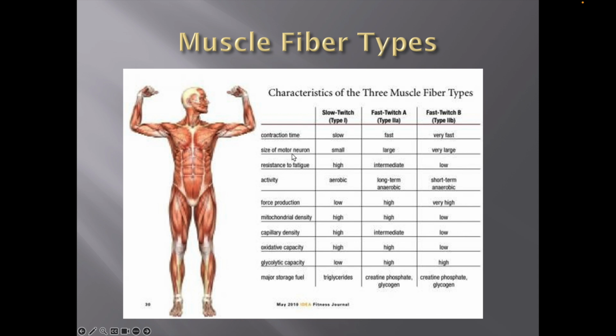Number 2, size of the motor neuron. So the motor nerve there that connects to these muscle fibers, what's the size of it? Very small in type 1, and then on a continuum there to be very large in type 2B.